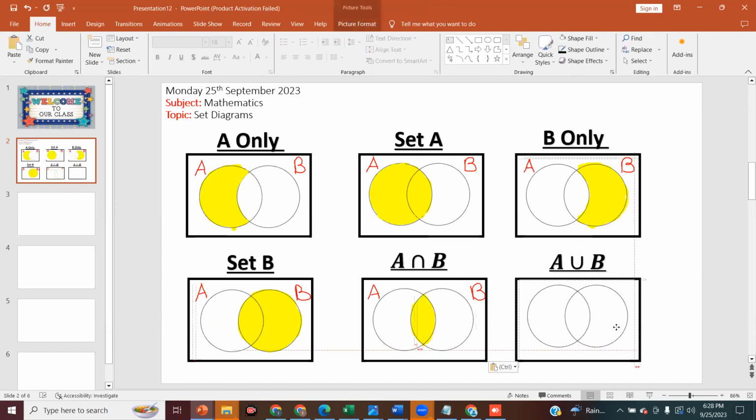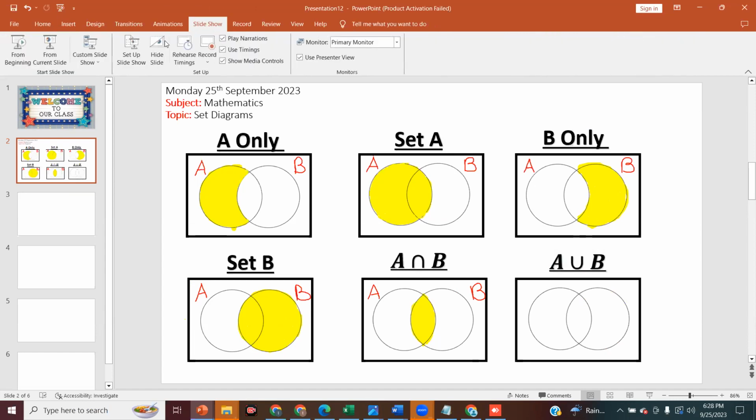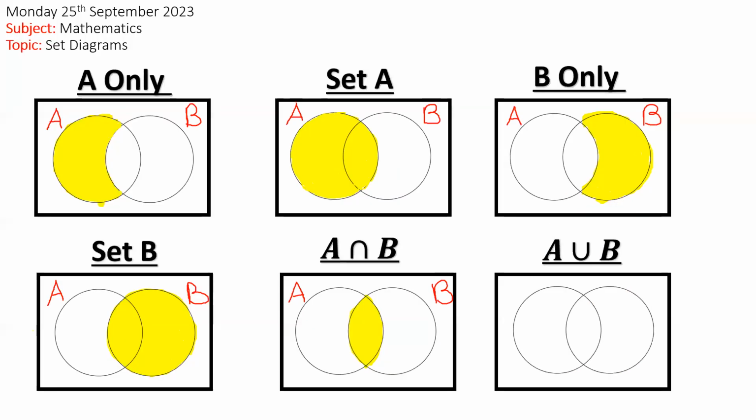And what does A union B mean? All together. Combine the two. Everything together. Everything in A and B combined, right? So for the union, it's going to be everything in A and B combined. That's all it is.